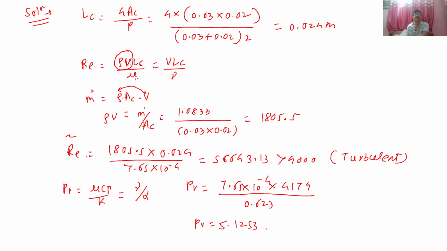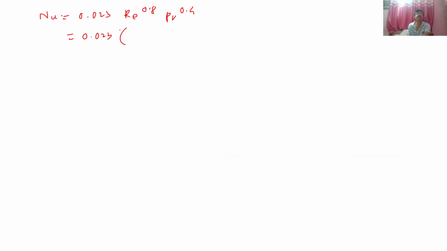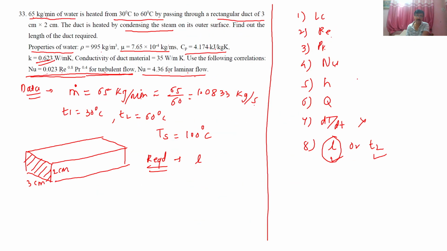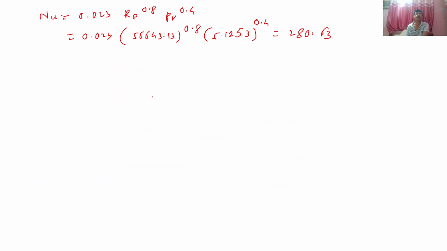0.023 Re. Re is 56,643.13 raised to 0.8. Then Prandtl number 5.1253 raised to 0.4. If I calculate it, it comes around 280.63. Now, what is the next step from Nusselt number? I think these 4 steps are over. So what is the next step? To get the H value.